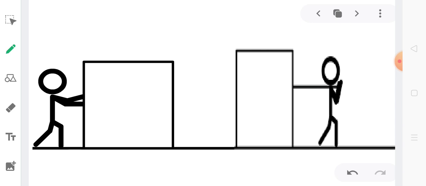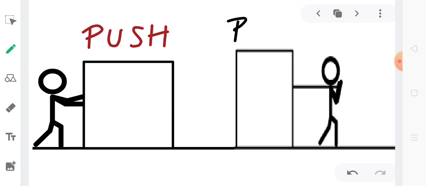In the first picture, the effort applied by the person is referred to as a push, while in the second case, the effort is said to be a pull. So, whenever we are applying an effort on any object, it could be a push or a pull.